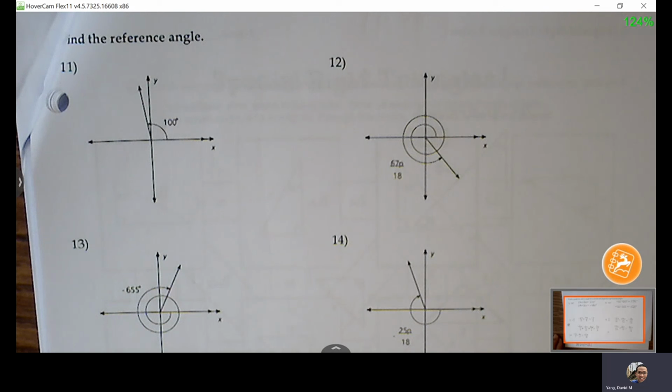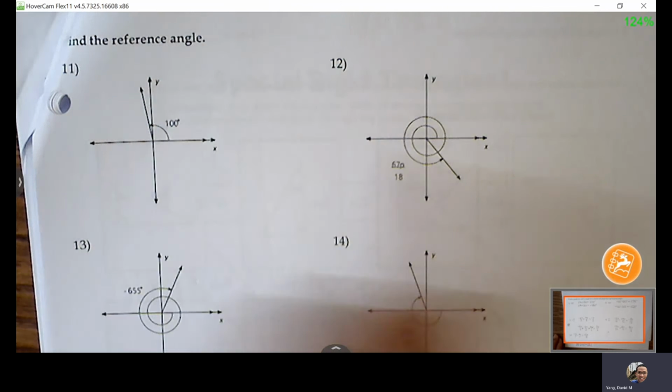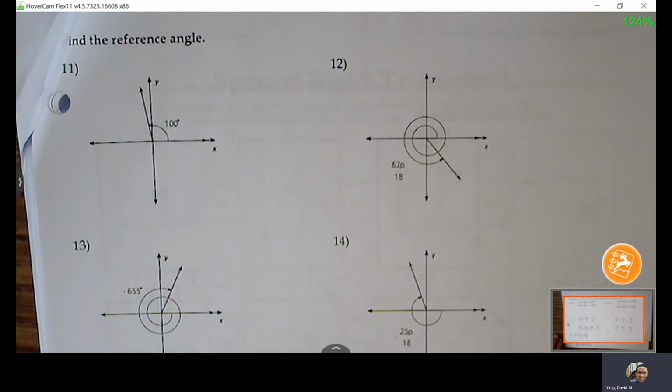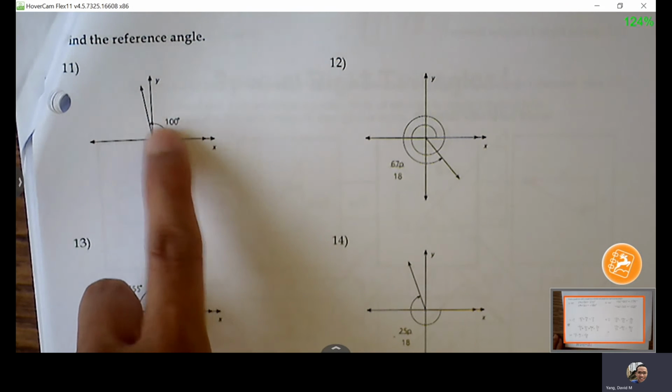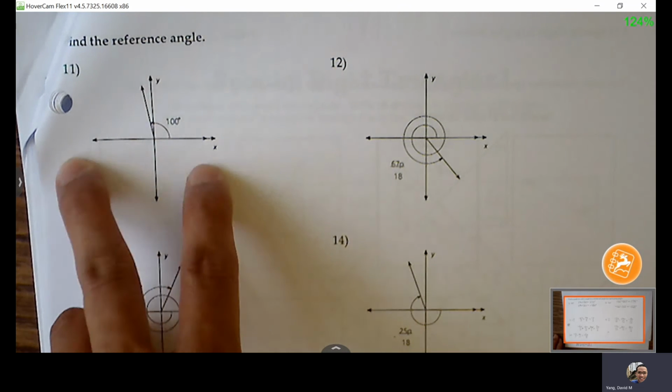Okay, reference angles. Reference angles sometimes require a bit more work because we may have to do a couple of things. What I mean by that is sometimes the angle that's presented to you is not an angle that you recognize, so you may need to do a little bit of work to get a coterminal angle to be recognizable before you work with the x-axis, right?